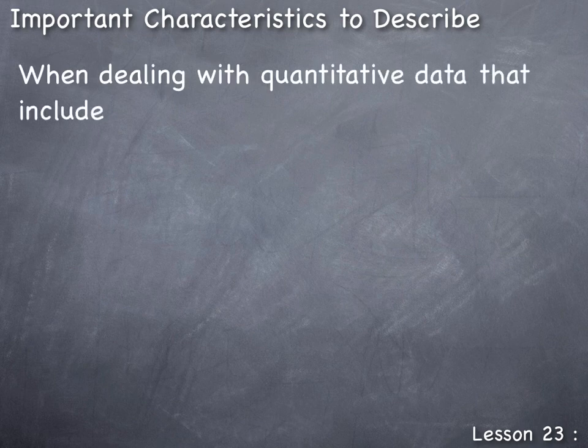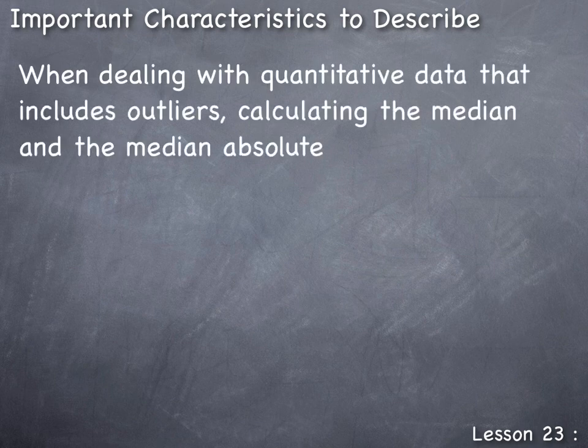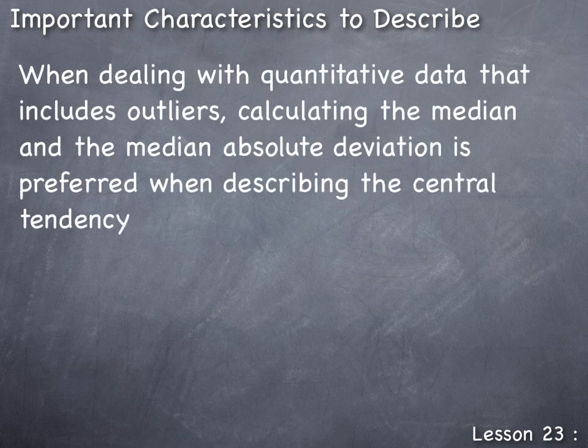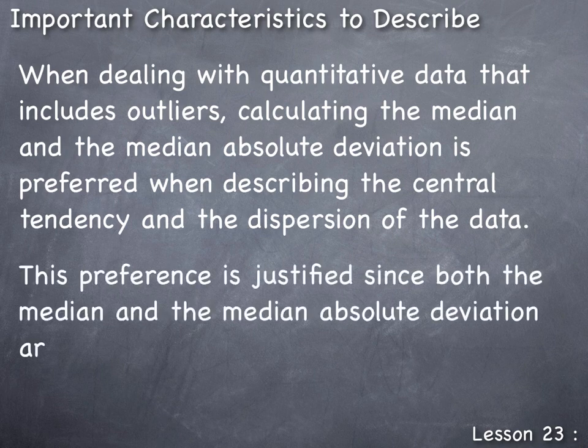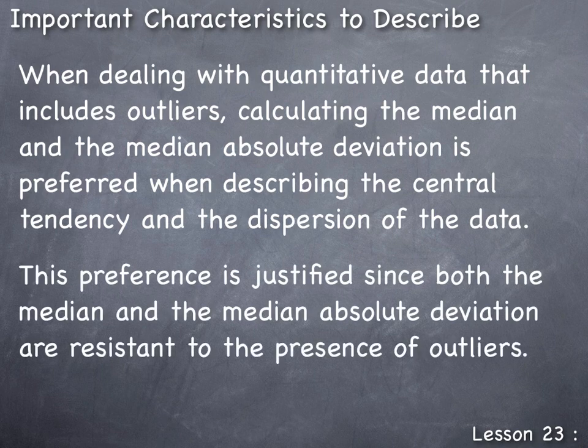When dealing with quantitative data that includes outliers, calculating the median and the median absolute deviation is preferred when describing the central tendency and the dispersion of the data. This preference is justified since both the median and the median absolute deviation are resistant to the presence of outliers.